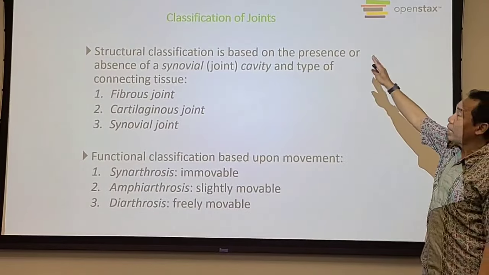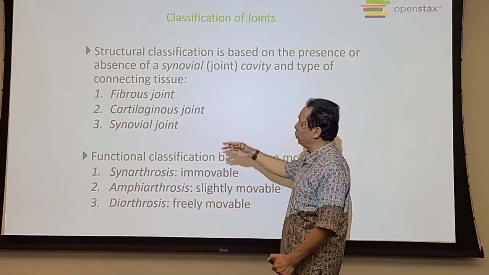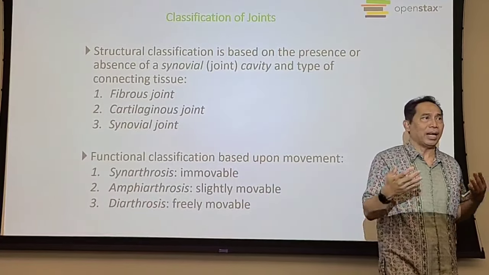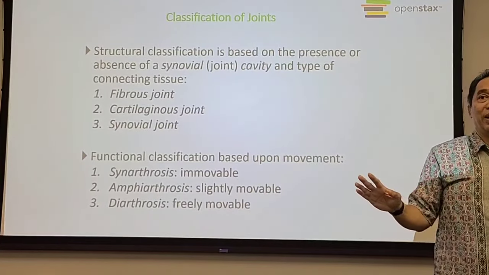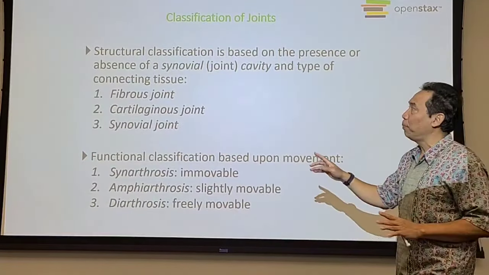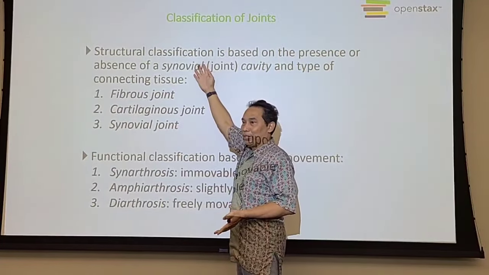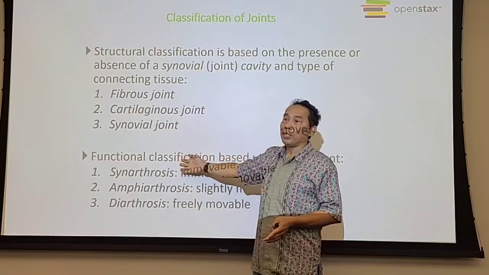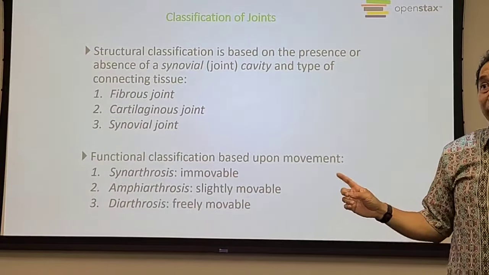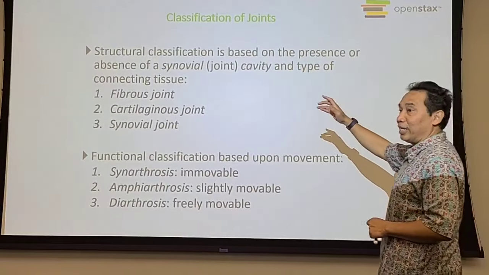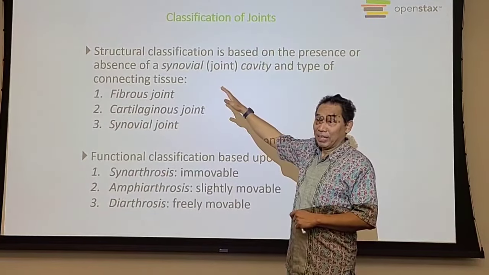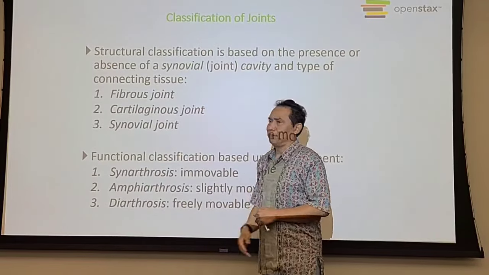Joints can be classified into two different ways. First, remember our class is anatomy and physiology. Therefore, joints can be classified based on anatomy, based on structure, and also based on physiology, based on their functions. Based on structure, it means how it looks, what it is made of, right? It's divided into three types.